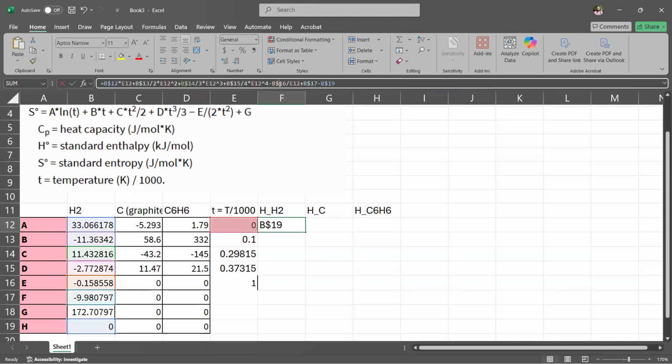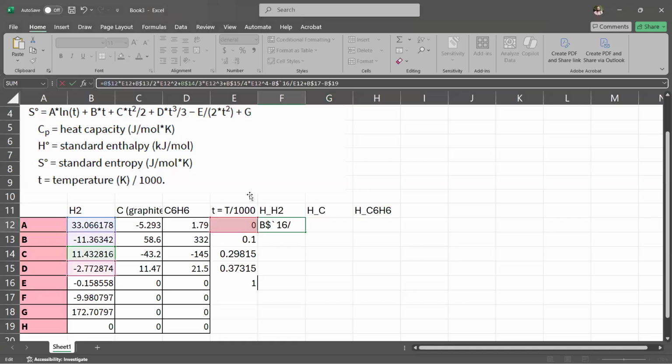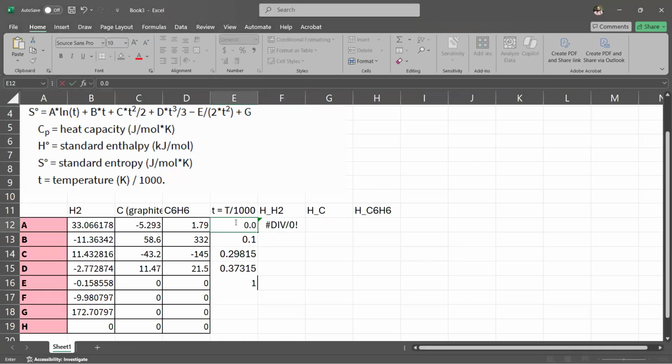All right, where did I get that wrong? How did I divide by 0? Oh, because I'm at 0 Kelvin. I can't be at 0 Kelvin. Sorry. As we'll learn, 0 Kelvin is not a real temperature. There we go. 0.001.